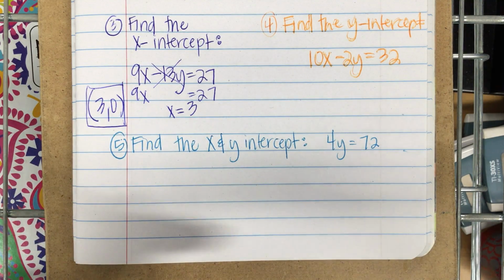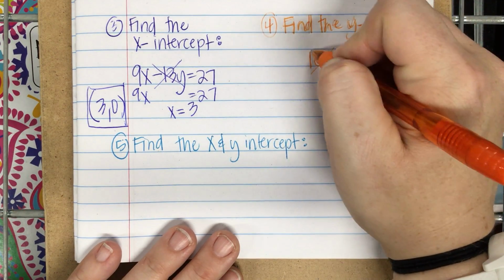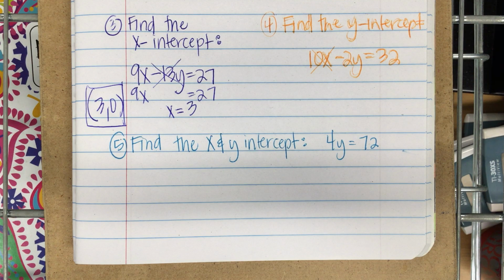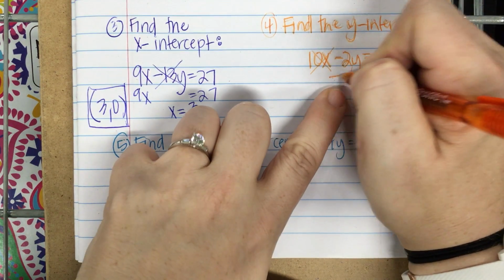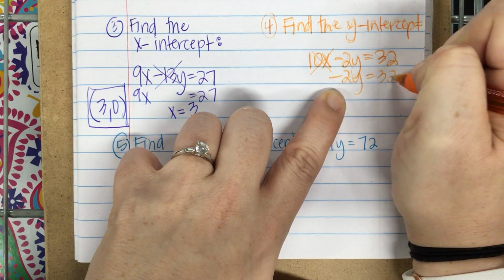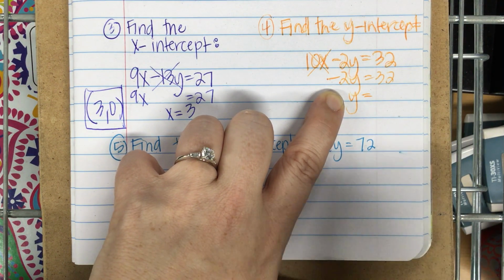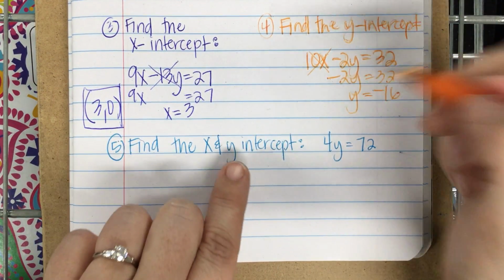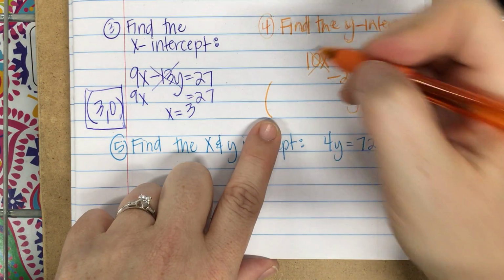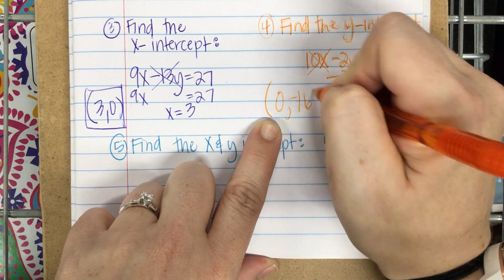To find your y-intercept, your x is going to disappear, and I can do that because it's written in standard form. If it's not written in standard form, either fix it or it's going to take a little bit more work. Negative 2y equals 32. What's my y value? Negative 16, making my intercept 0, comma, negative 16.